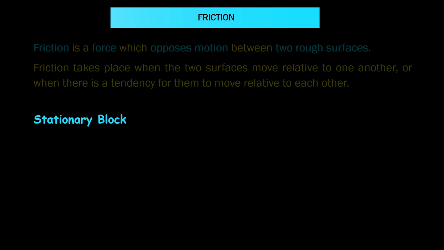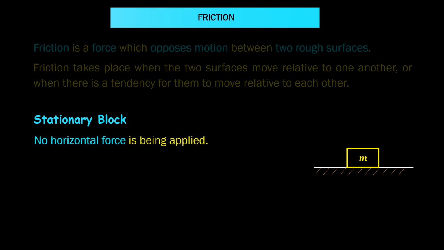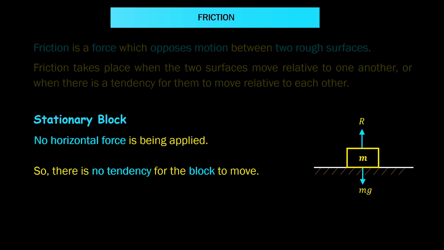Let's take a look at a stationary block. Notice that in the diagram, the block has mass m. There is no horizontal force being applied. We have a reactionary force and the weight m times g, the force of gravity. Since no horizontal force is being applied, there is no tendency for the block to move. Therefore, no frictional force is acting on the block.